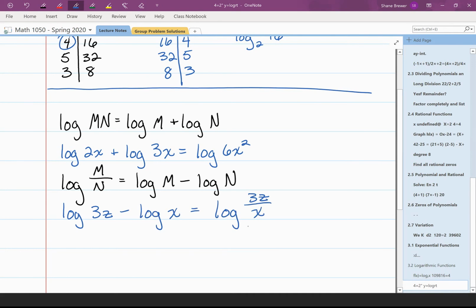Okay. And that idea of going from two logarithms down to one logarithm is going to be real key when we get to section 3.4, I think, when we're solving equations that involve logs.